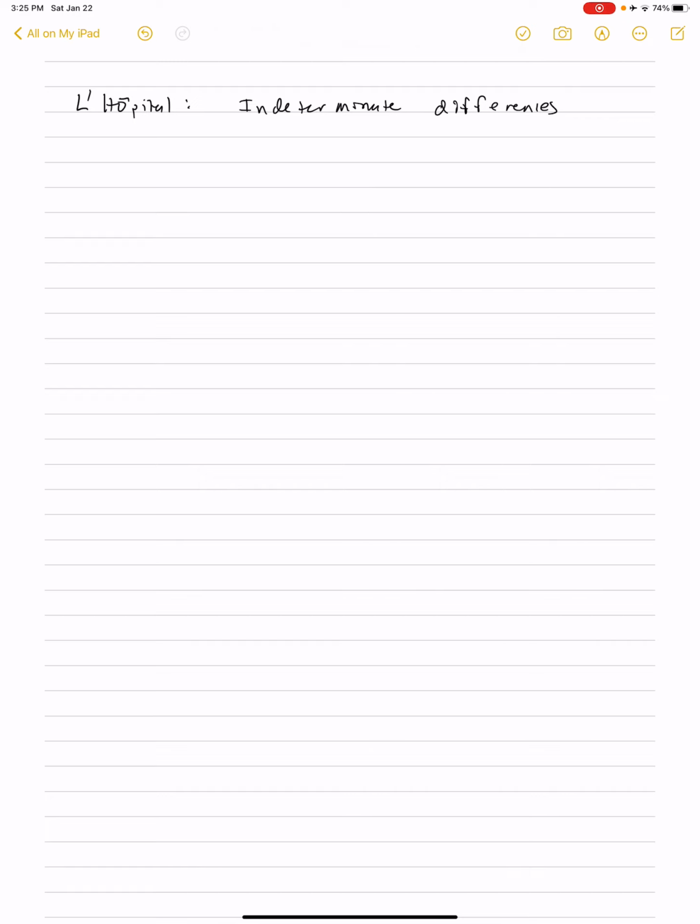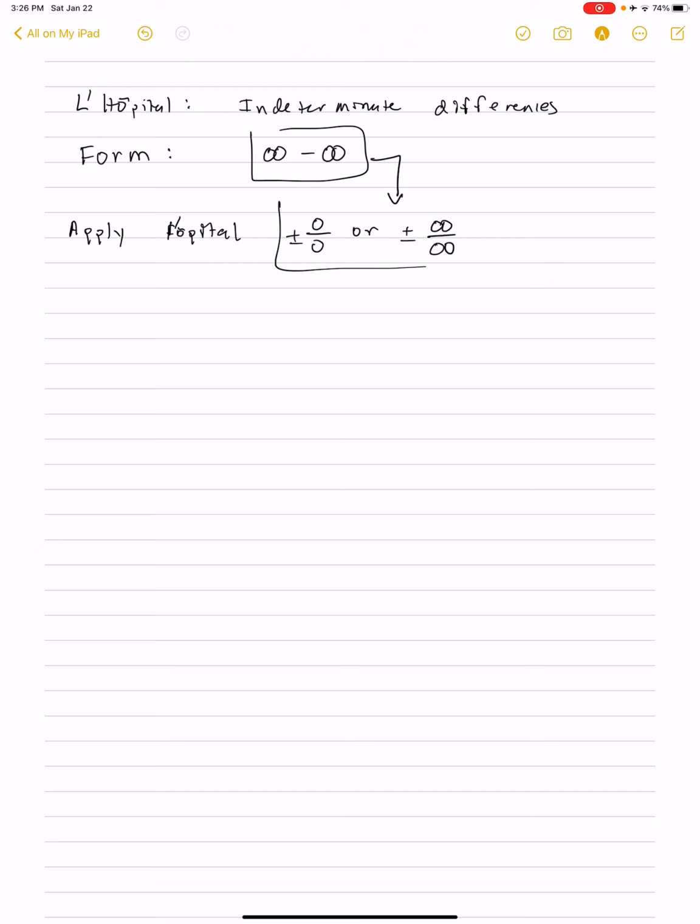One of the forms of an indeterminate difference is going to be infinity minus infinity. And to know which one's going to infinity faster, we can only apply L'Hopital to either this form or this form. So as you guessed it, we have to massage into one of these two forms. Okay, let me give you an example.